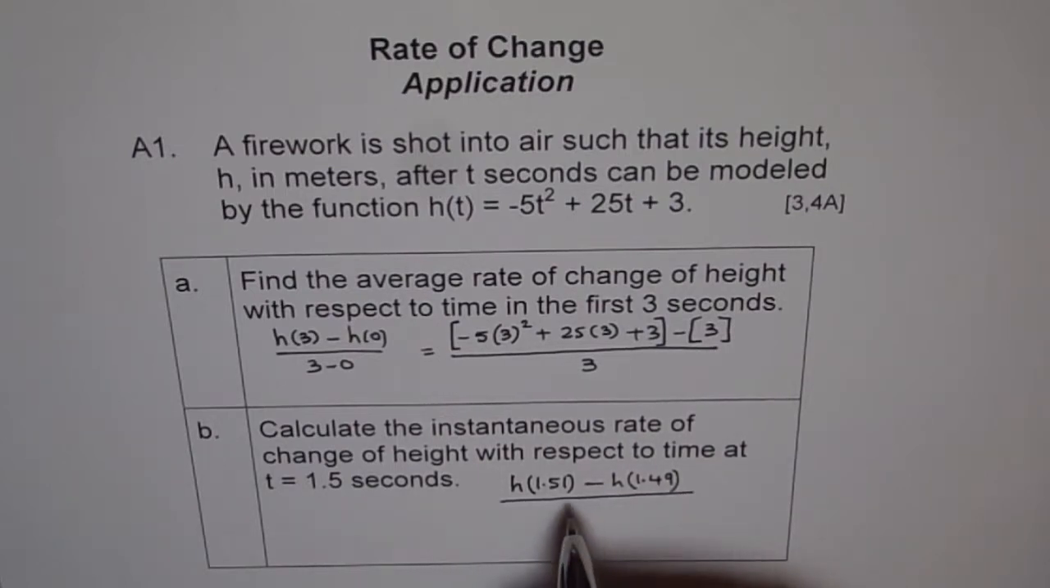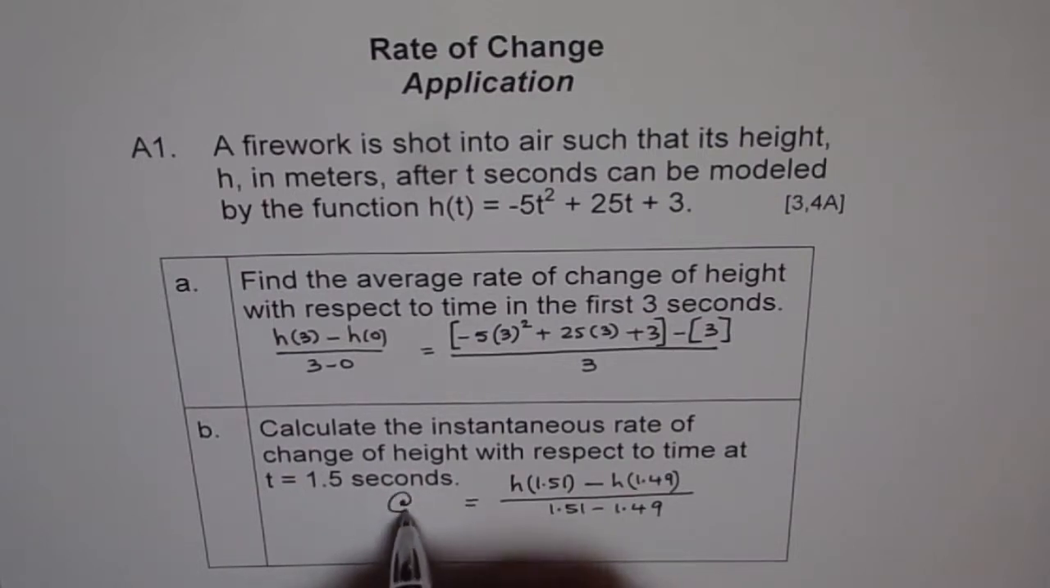Divided by these two values, right? 1.51 minus 1.49. So that should give you the instantaneous rate of change at t equals 1.5. Use your calculator, find your answer.